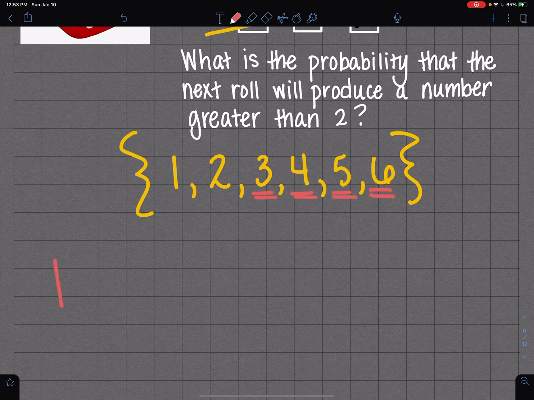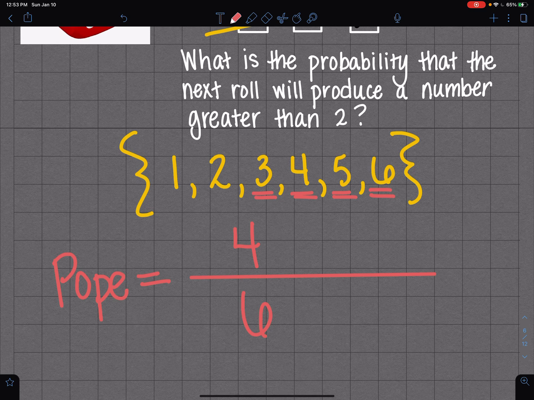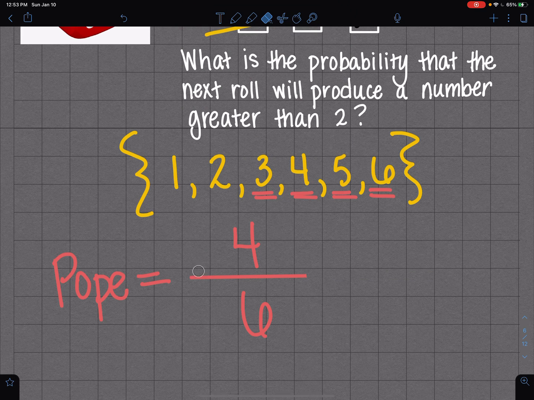Now I'm going to do the Pope equation. I get one roll, and I want it to be a 3, 4, 5, or 6. There are 4 ways I can get a number greater than 2. So on the top is going to be 4. On the bottom, there are 6 different things I could get. That's the whole sample set that goes on the bottom, okay? And then my ratio is 4 out of 6. So the chances are 4 out of 6, or 2/3 of a chance, or 0.66, right?